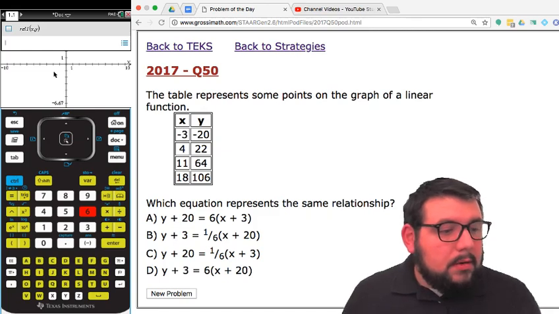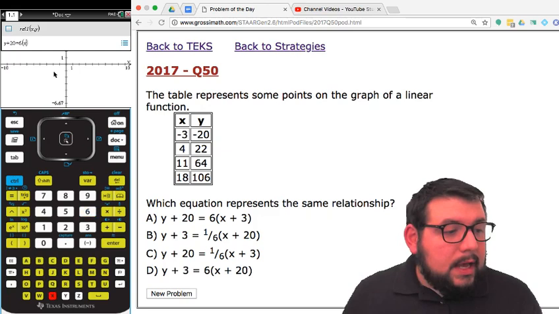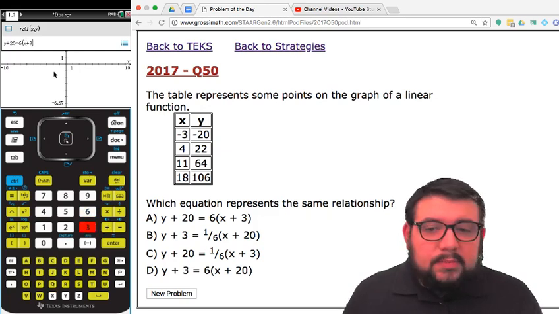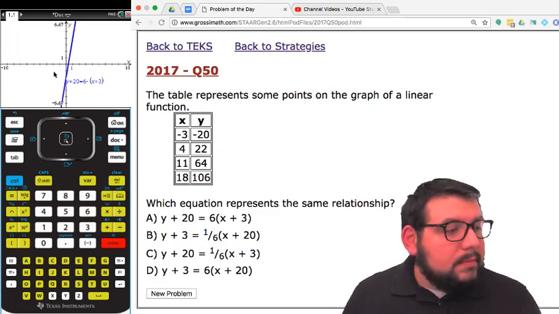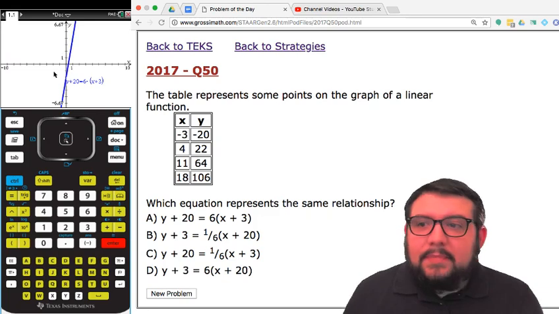Step 1. Copy choice A. Y plus 20 equals 6 parentheses x plus 3. There's a small chance we might get an error. Hopefully we do, because then I can show you how to fix it. Okay, so we'll put enter. Oh, no error. Okay, well, next time. And here we have our line.